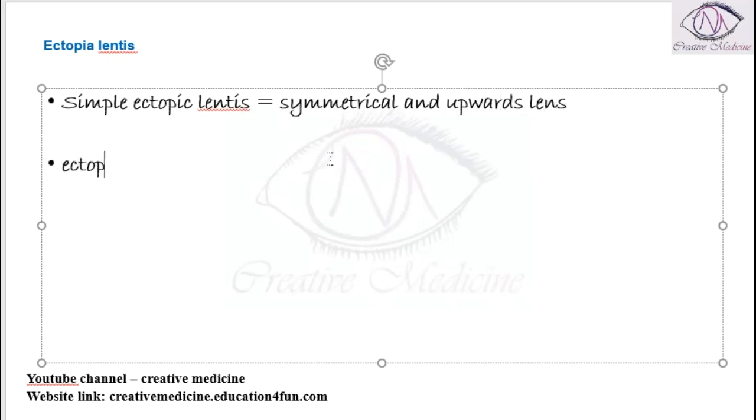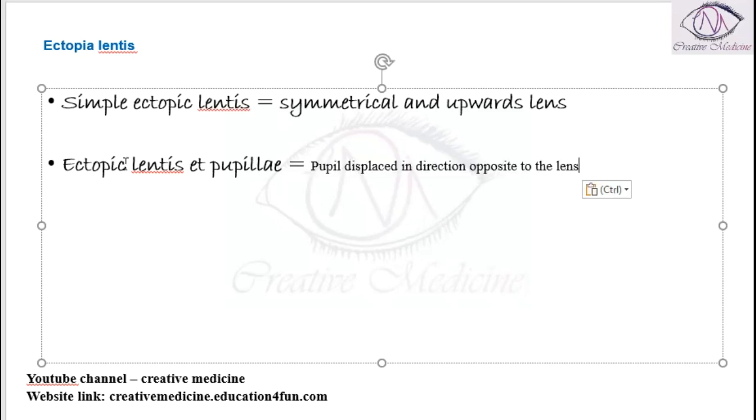Then we have something called ectopia lentis et pupillae. So whenever there is ectopia lentis, if you see the pupil, the pupil is displaced opposite to the side of the lens. So that is called ectopia lentis et pupillae.